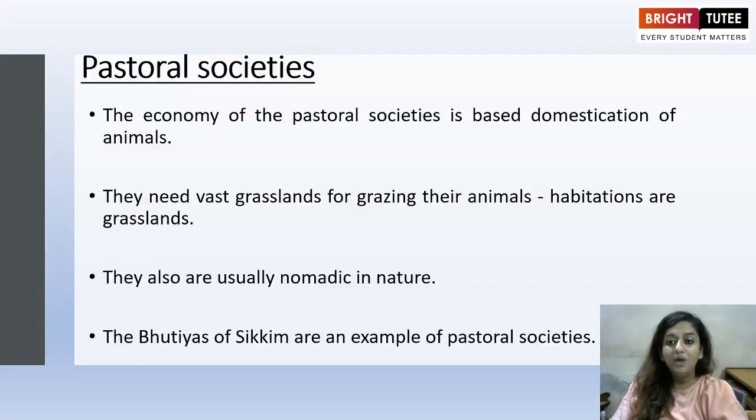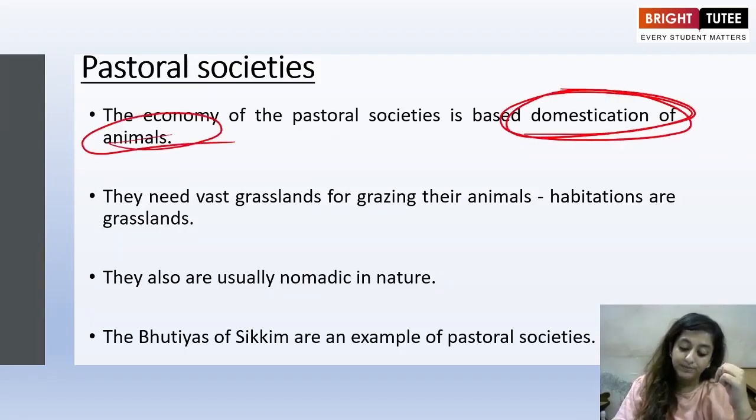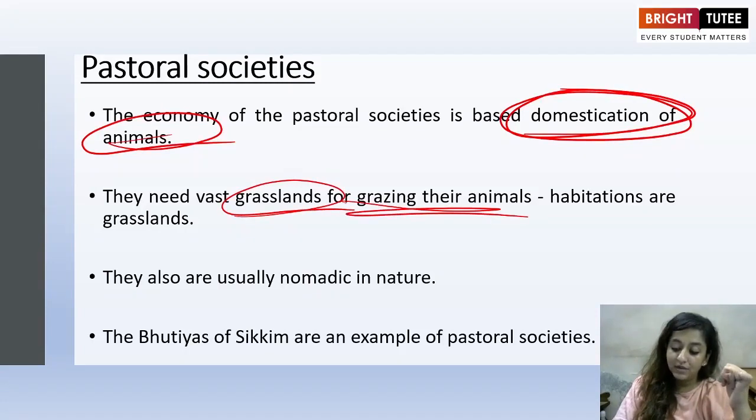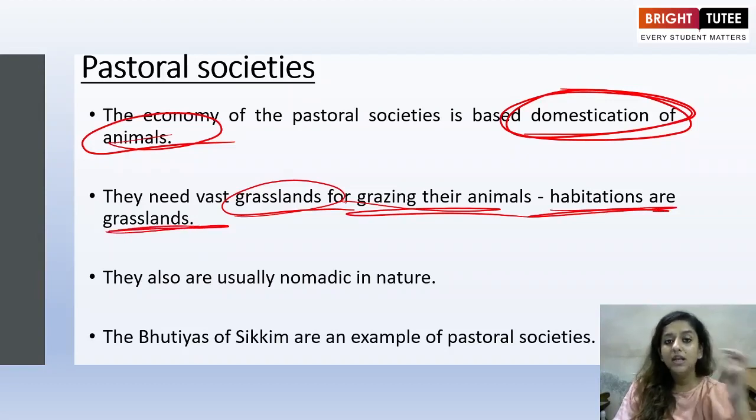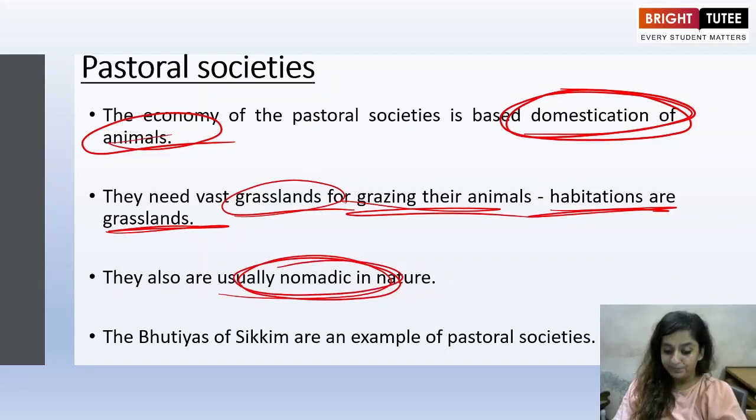Moving ahead, we talk about the pastoral society. When you talk about the pastoral society, the economy of pastoral societies is based upon the domestication of animals. They need vast grasslands for grazing their animals, and because of that their habitation is majorly in the grasslands. They are also usually nomadic in nature. The Bhutias of Sikkim are an example.